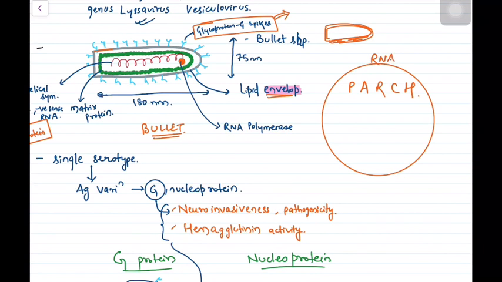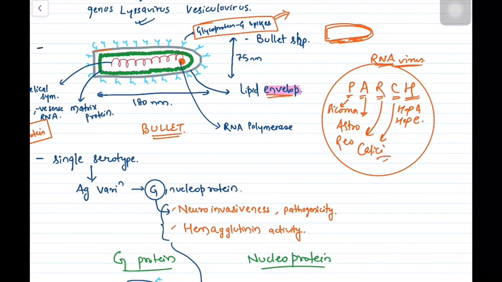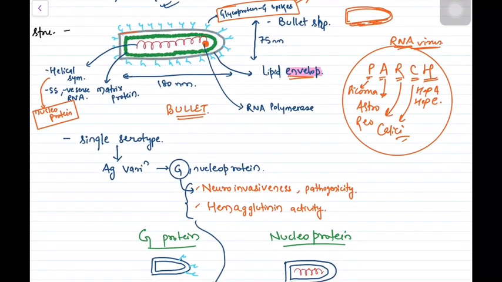We already studied the non-enveloped structures in RNA virus. When we study RNA virus, there are certain viruses which are non-enveloped, and those are Picorna, Astro, Rio, Calici, Hep A and Hep E, meaning hepatitis A and hepatitis E. This is Picorna, this is Astro, this is Rio, this is Calici virus, right? So this rabies is an enveloped virus.